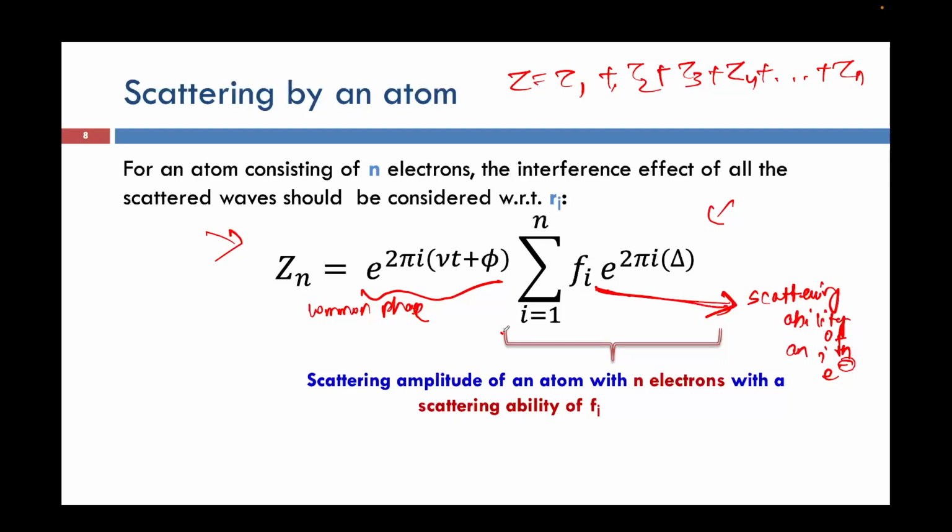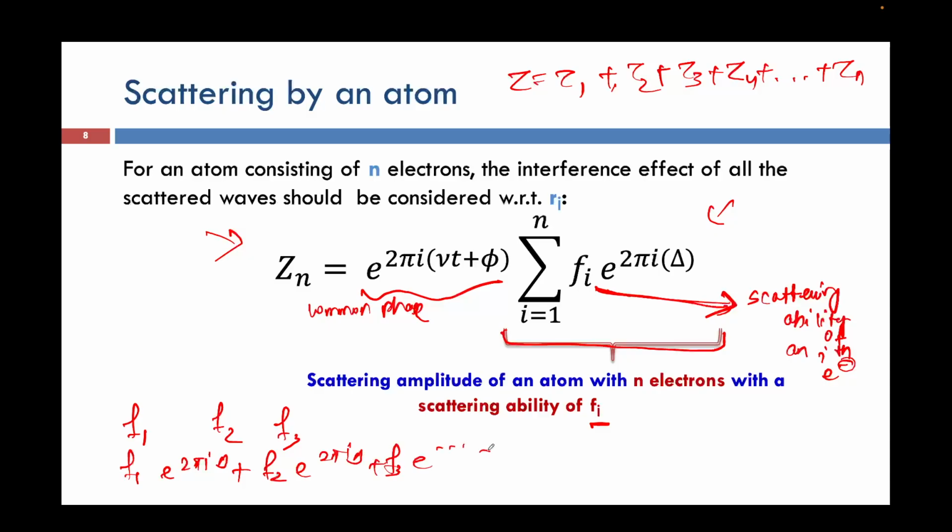So this is the total scattering amplitude of an atom with n electrons, with a scattering ability of Fi. Let's say the scattering ability of my first electron is F1, of the second electron is F2, and of the third electron is F3. Then that means F1 e to the power 2 pi i delta plus F2 e to the power 2 pi i delta plus F3 e to the power, and a similar expression we can write.